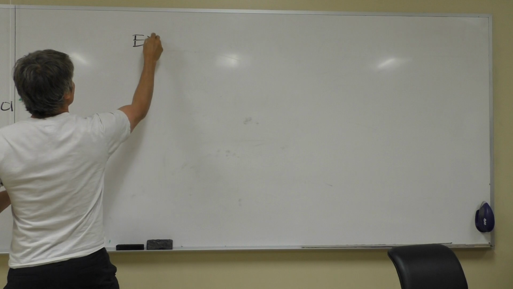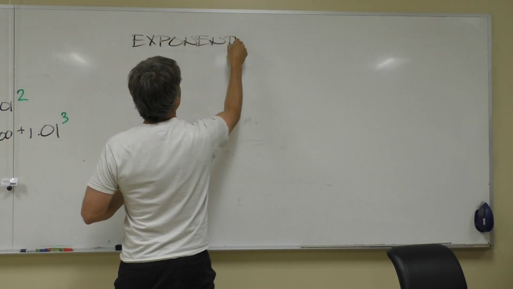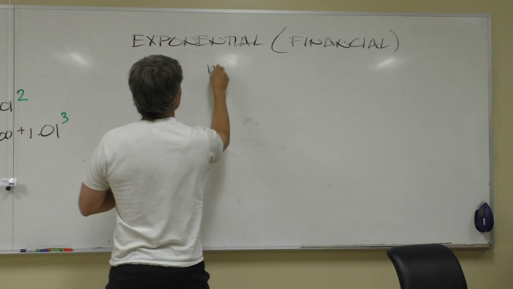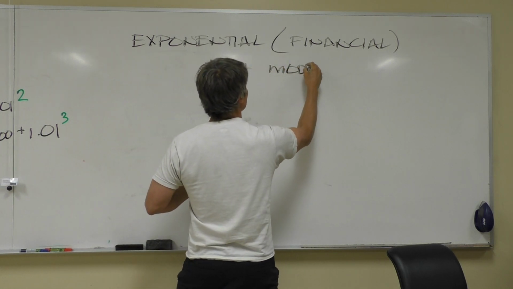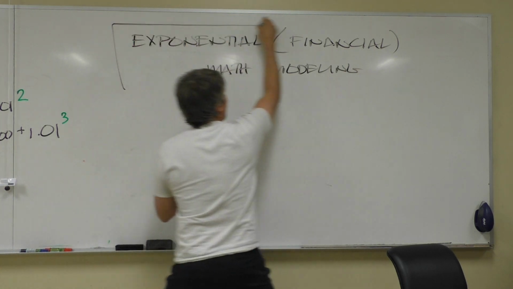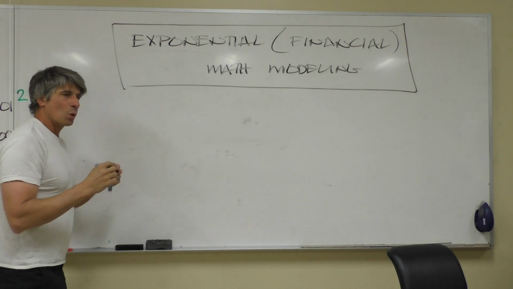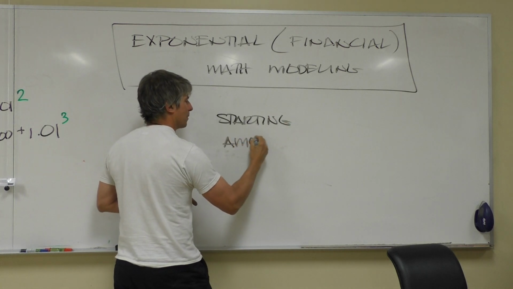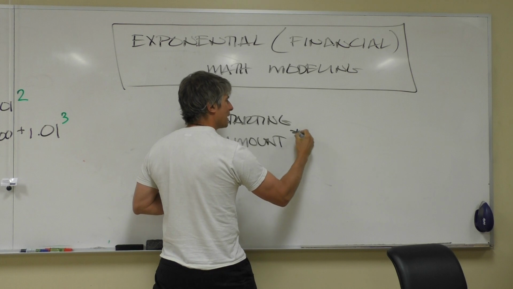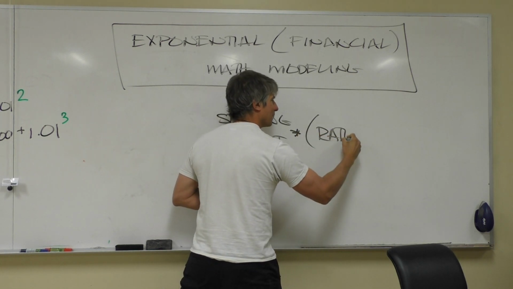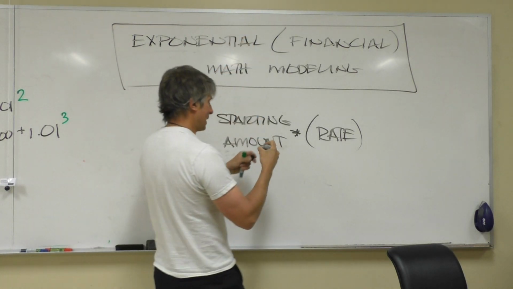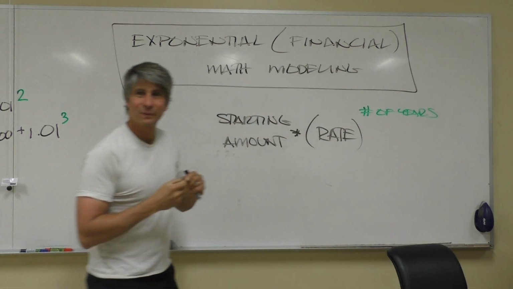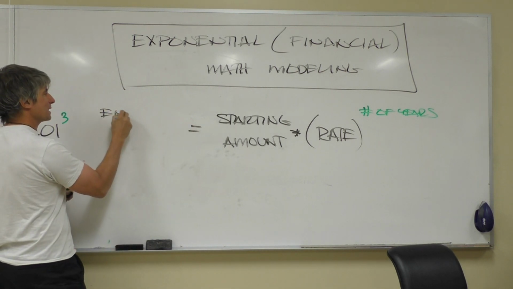So exponential financial math modeling. So far, what we've got is, if you take your starting amount and you multiply it by a rate, and the exponent is the number of years, you end up with your ending amount.